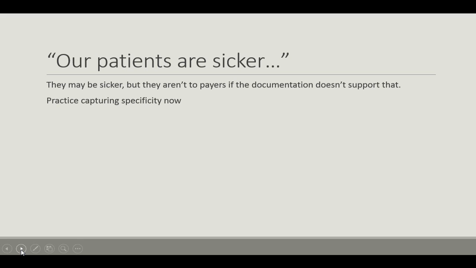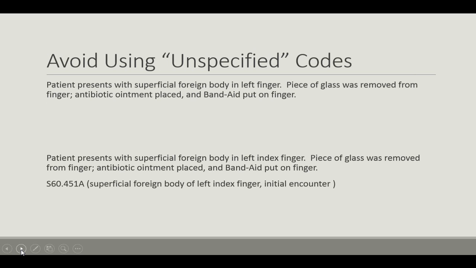While CMS isn't changing the way MS-DRGs are calculated now, future changes that require more in-depth documentation are coming. We want to capture specificity now for when that change happens. If you are not doing well with ICD-9 specificity, you won't do well with ICD-10 since it's raising the bar. You may hear your physicians or administrators saying, "Our patients are sicker than the hospital down the street." They may be sicker to you, but they aren't to the payers if the documentation doesn't say so. So along that thought line, avoid using unspecified codes.